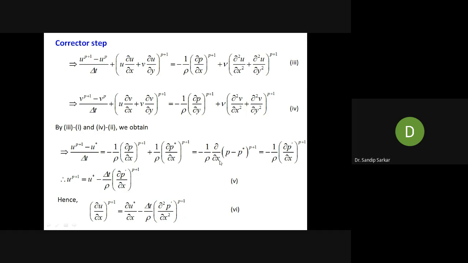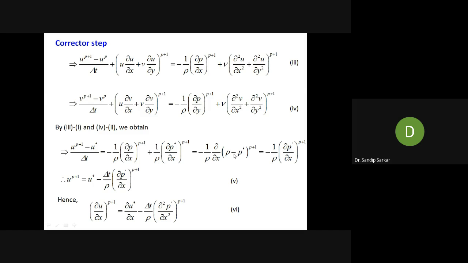Can I write this equation as this? Yes. So what does it indicate? P minus P star? Error. Sir, the actual value minus the guess value. The error. Error means, sir, correction. Right, you are right. It is called error, but in CFD technique, it is called the correction.